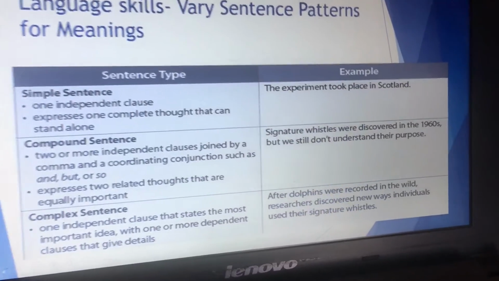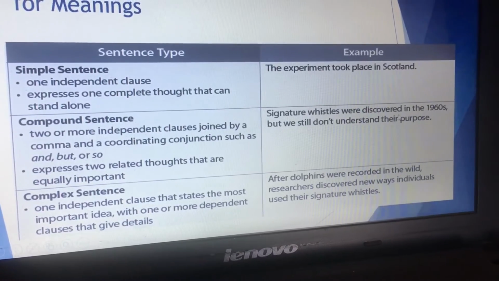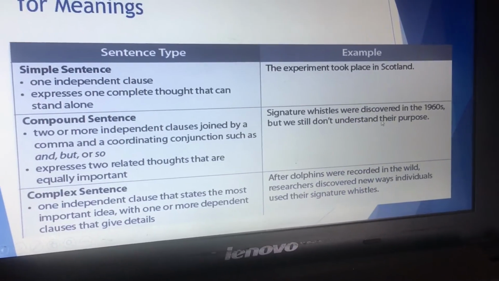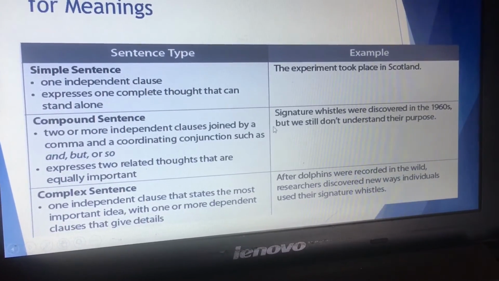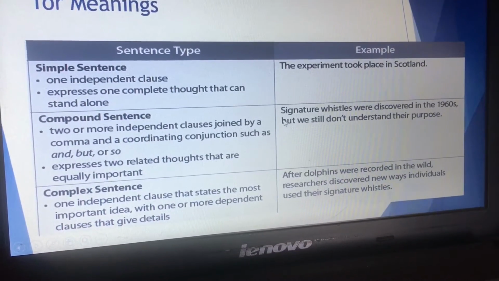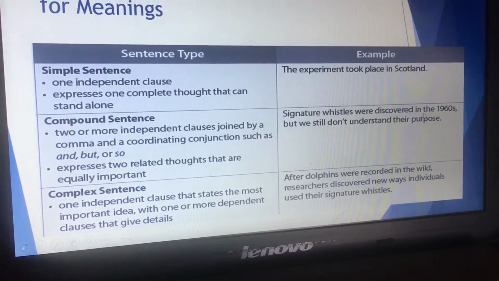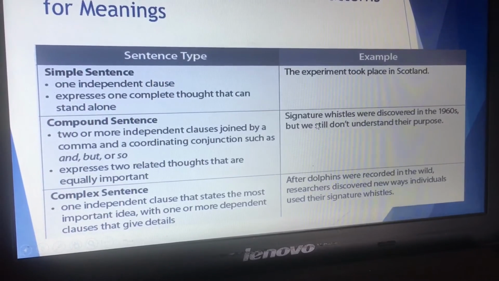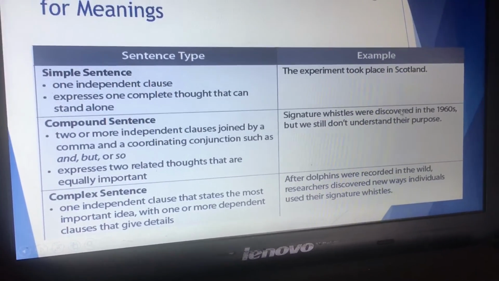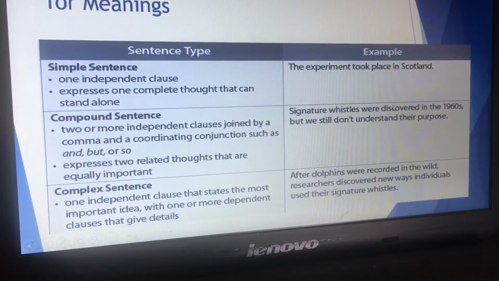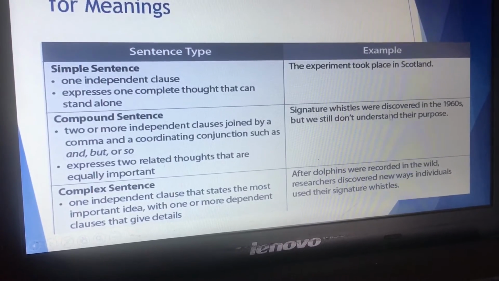Let's look at the examples. Signature whistles were discovered in the 1960s, but we still don't understand their purpose. As you can see, the conjunction over here is but, and it links the first clause, which is signature whistles were discovered in the 1960s, with the second clause, which is we still don't understand their purpose. Both of them are independent clauses. Both of them express two complete thoughts.